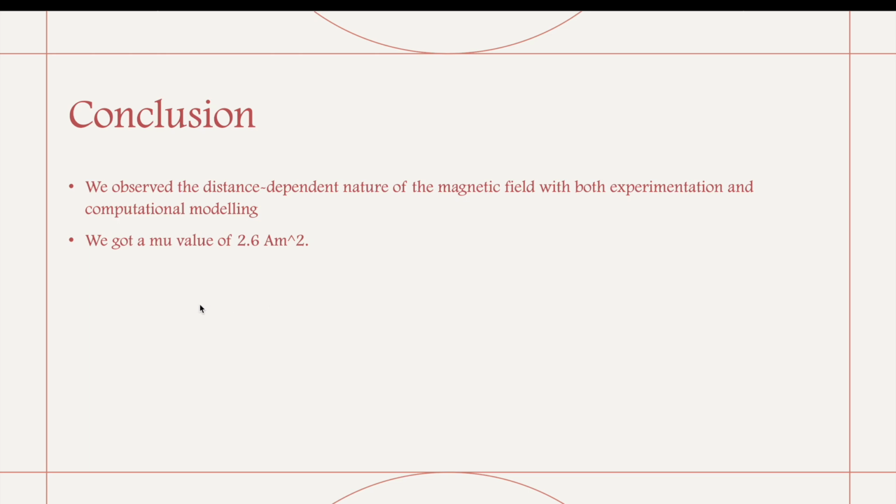All right, so in conclusion, we observed the distance-dependent nature of the magnetic field, and we got a mu value of 2.68 times n squared.